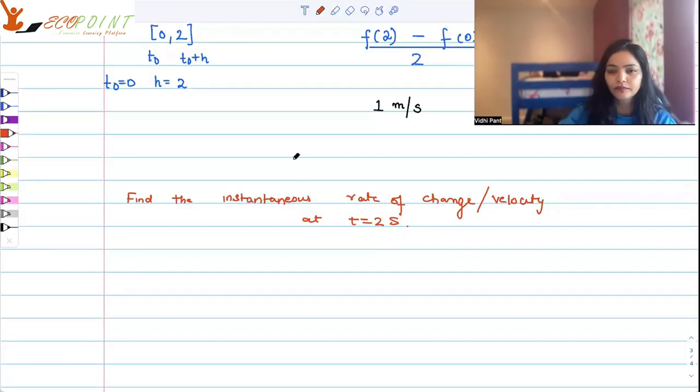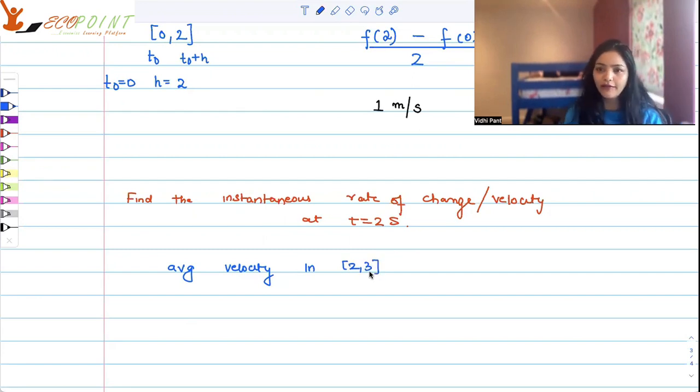In order to understand this better, I would also want you to find the average velocity of the same function in the interval, say, 2 to 3. 0 to 2 we already have figured out, right? So here this is your t naught and this is your t naught plus h. This means that h is equal to 1.